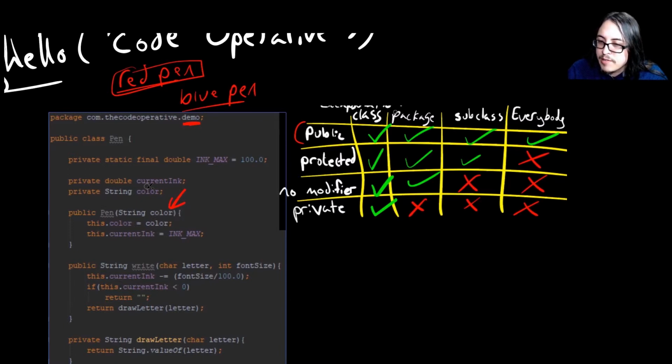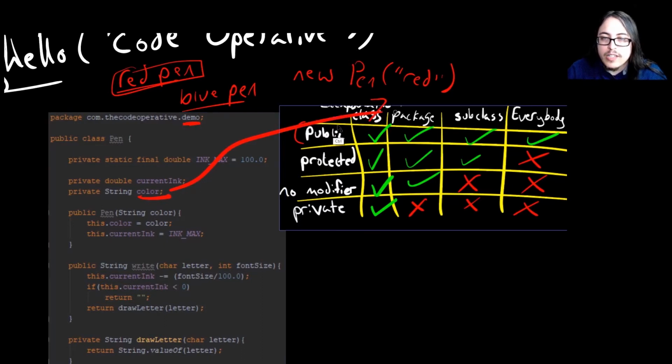So initially it starts off where color is set to nothing. And now somebody has passed in red. They've said new, which is the keyword that you use when creating a new class, and then Pen, which is the name of the class, also the name of the constructor, passing in red, right? So it's setting the color equal to this string.